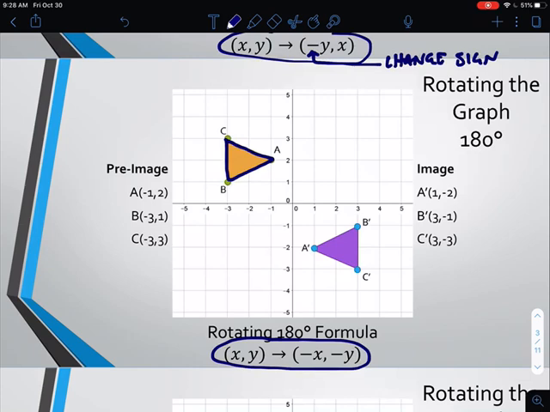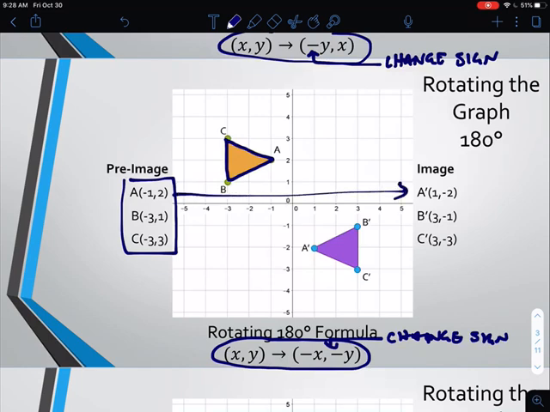X and Y actually don't change places, so we take the original X and Y, and all we're gonna do, again, if we think about what this negative means, it just means change the sign. So for X and Y, we're just gonna change the signs on them. So notice in the pre-image points right here. A was at -1, +2, which means A prime is gonna go to +1, -2. So we just switch both signs and keep X and Y the same.